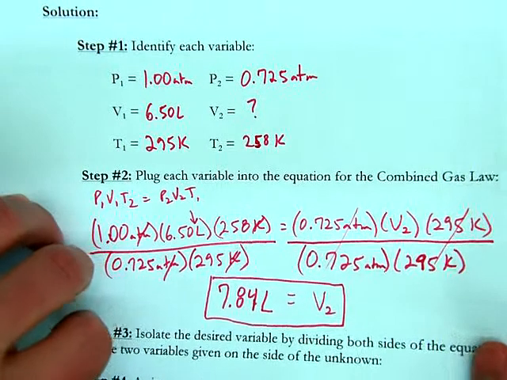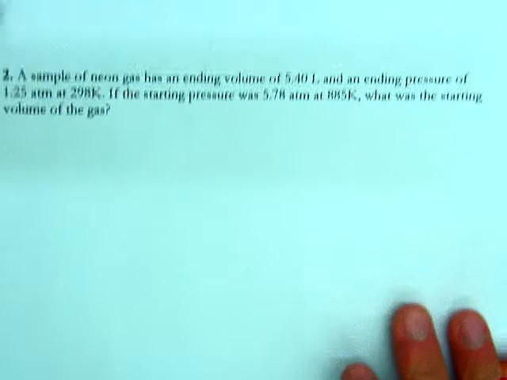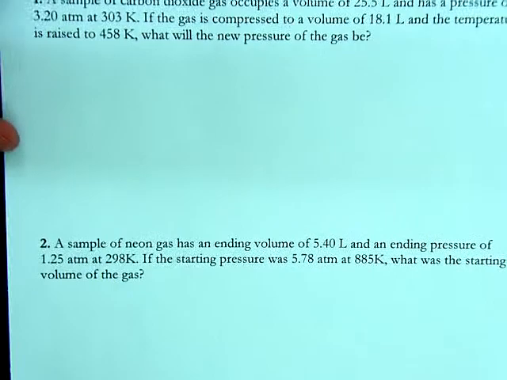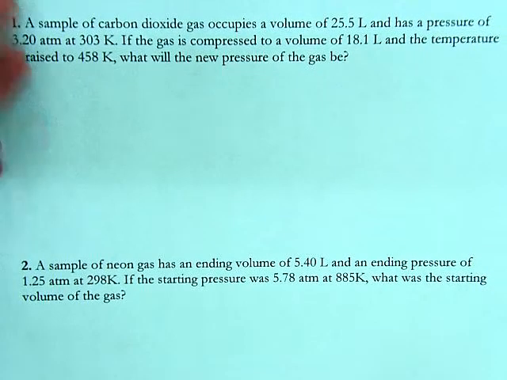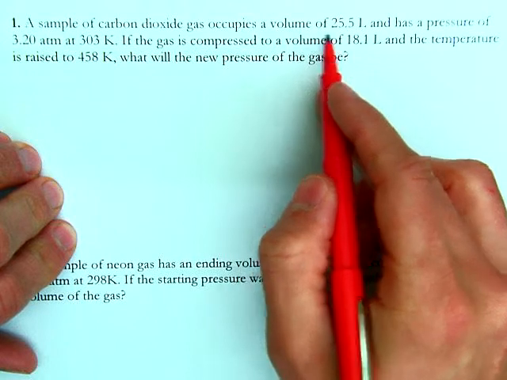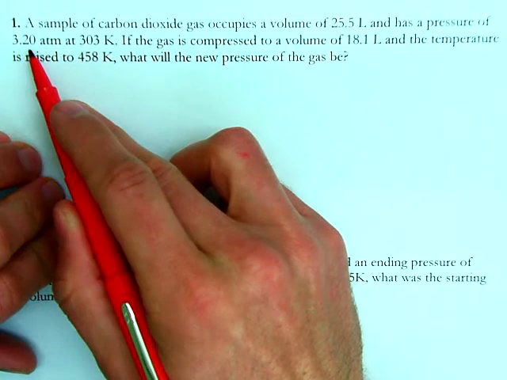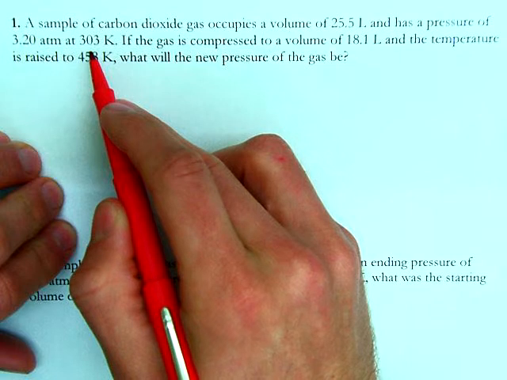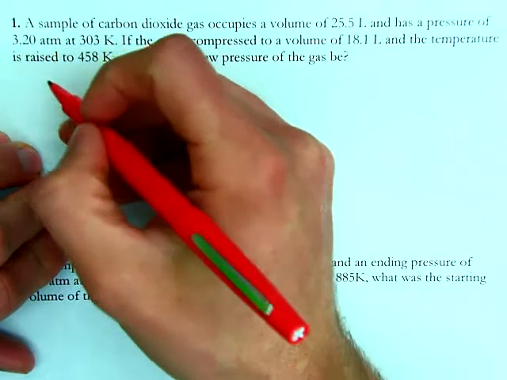We're going to do a couple more examples. We'll pick up the pace a little bit on these. So question number 1 says a sample of carbon dioxide has a volume of 25.5 liters and has a pressure of 3.2 atmospheres at 303 K. So I always just like to start by listing what we know and what we're trying to find.